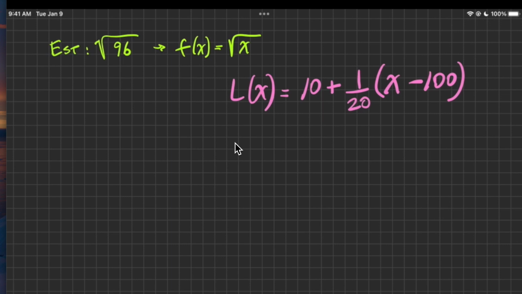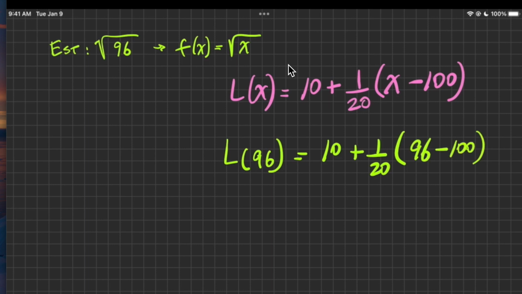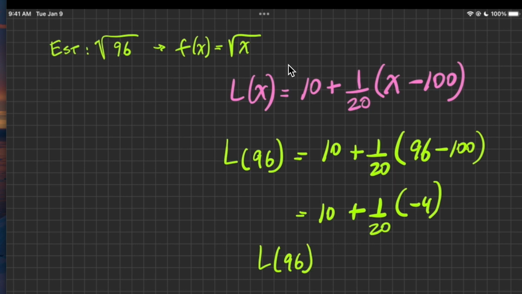Folks, now we're going to take the x value they give us. We are going to take 96 and put it into our equation of our L of x. So we're going to get L of 96. So it's going to be 10 plus 1 over 20 times 96 minus 100 equals 10 plus 1 over 20 times negative 4. And when you do all of this math, you end up with L of 96 equals 9.8.